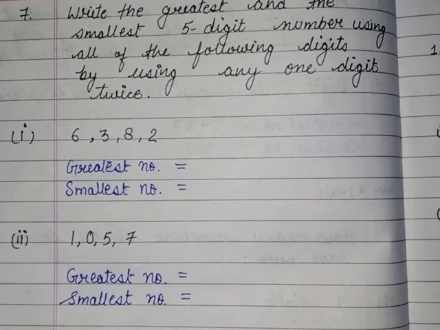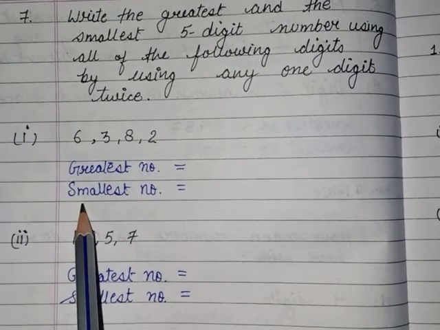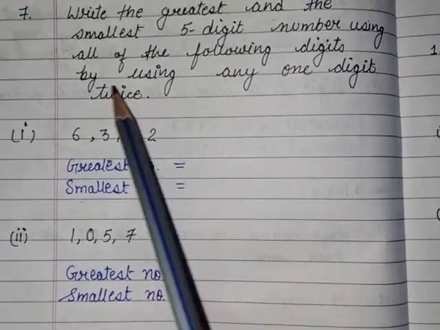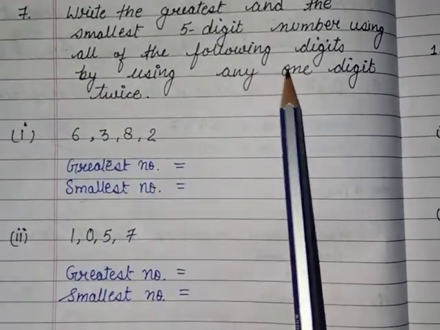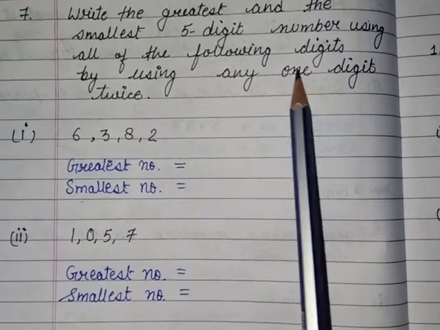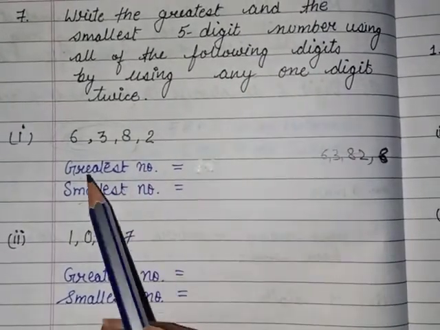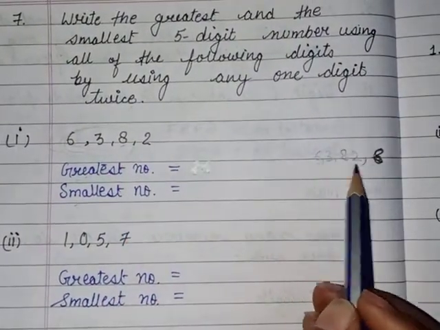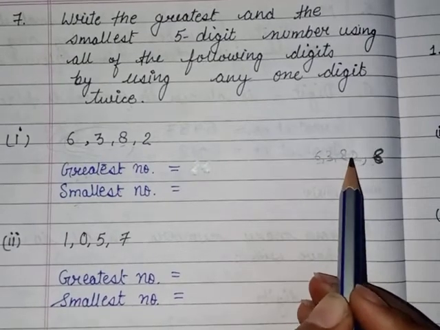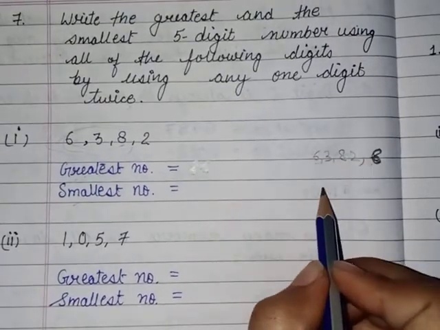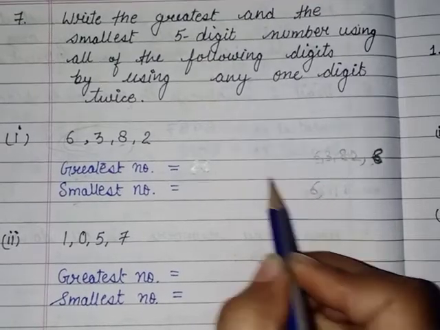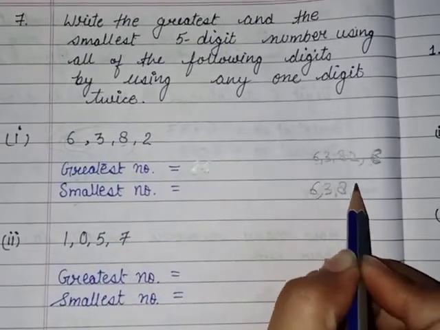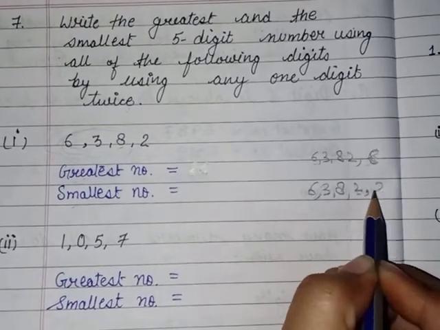Next question number 7. Write the greatest and the smallest 5 digit number using all the following digits. We need to form the greatest and the smallest number using these digits, and they also said that we can repeat any one digit. Okay, we can use any one digit twice. So here to form the greatest number, we will repeat the greatest digit, that means 8. So we have digits now 6, 3, 8, 2, and we have repeated this 8. To form the smallest number, we will repeat the smallest digit, which is 2.